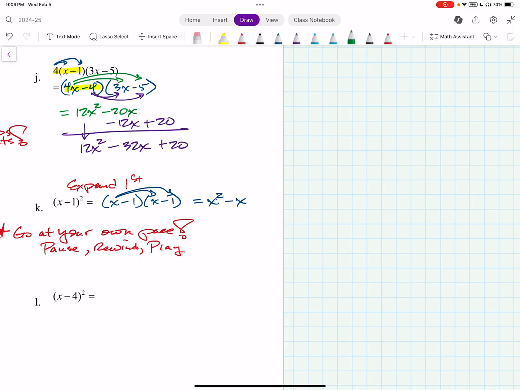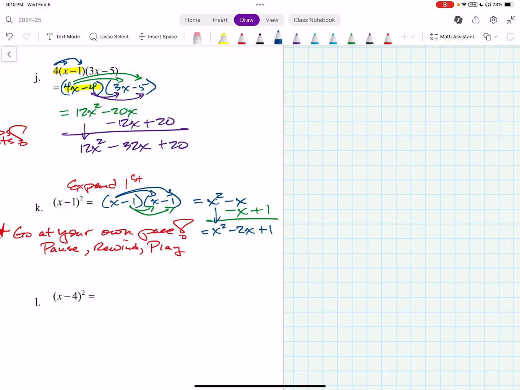And then, of course, you got to distribute the minus 1. So a negative 1 times x is a negative x. And a negative 1 times a negative 1 is a positive 1. And then you add like terms. So we have x squared. Okay, so you bring down the x squared. And a minus x and a minus x is a minus 2x. And then you have that constant plus 1. And that's how it's done.